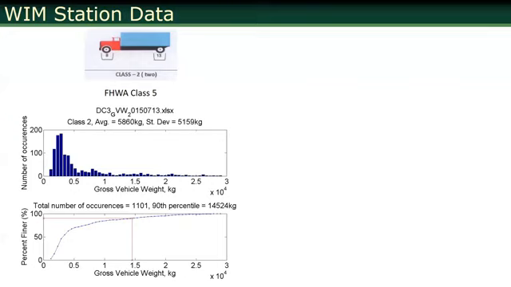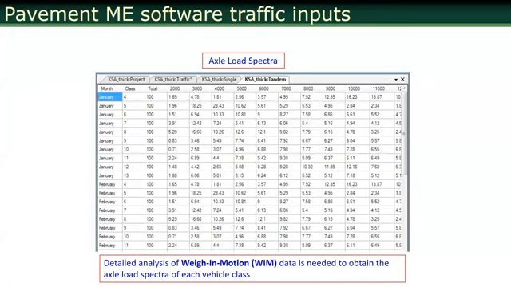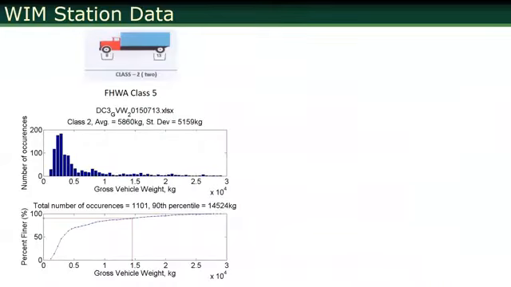So the axle load spectra that you enter here for class 5, 1.96, 1.18, 15, these numbers really come from these. This is actually a number of occurrences, but if you divide the number of occurrences by the total number of vehicles, you get the percentage. Actually this is a cumulative distribution of that. So this percentage corresponds to here. Those percentages are entered in the axle load spectra.